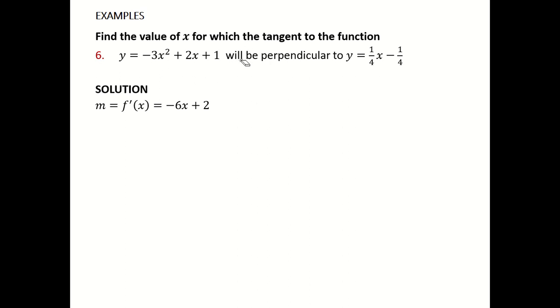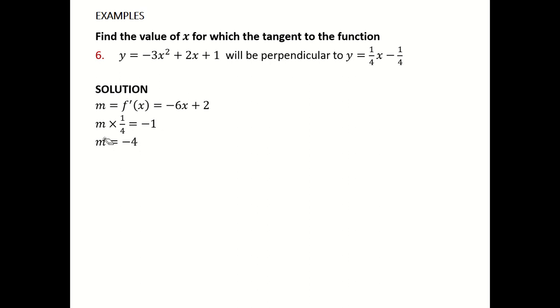But we are given that when you multiply m of the tangent with m of this line, which is 1 over 4, they should give you -1, because the tangent and this straight line which is given to you are perpendicular. So when you multiply the gradient of the tangent with the gradient of this line, they should give you -1. And then I'm going to solve for m.